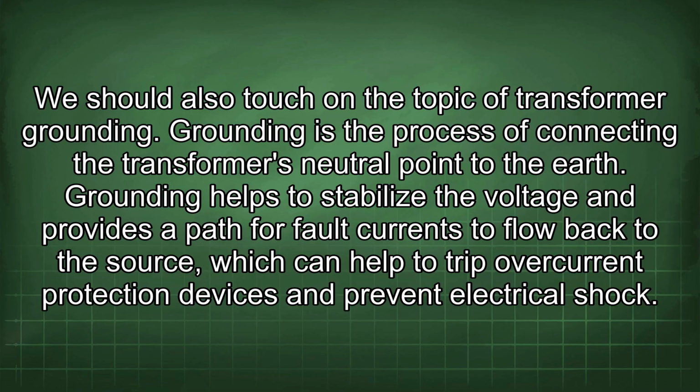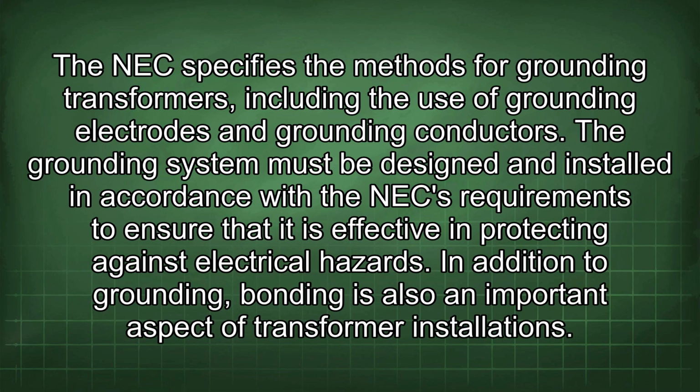Grounding is the process of connecting the transformer's neutral point to the earth. Grounding helps to stabilize the voltage and provides a path for fault currents to flow back to the source, which can help to trip overcurrent protection devices and prevent electrical shock. The NEC specifies the methods for grounding transformers, including the use of grounding electrodes and grounding conductors. The grounding system must be designed and installed in accordance with the NEC requirements to ensure that it is effective in protecting against electrical hazards.